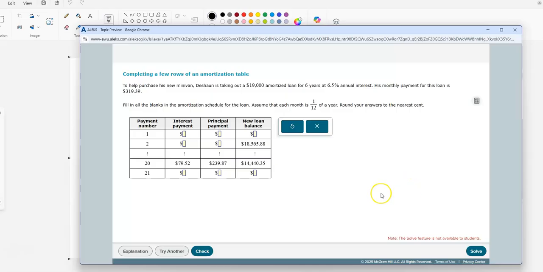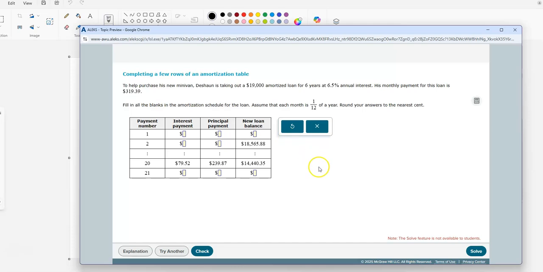So let's again remember what Deshaun started with. He borrowed $19,000 to pay for his minivan, and he plans to pay the minivan loan in 6 years. The interest is 6.5% annual. So he agreed to pay $319.39 every month. So let's see how we can find the interest.